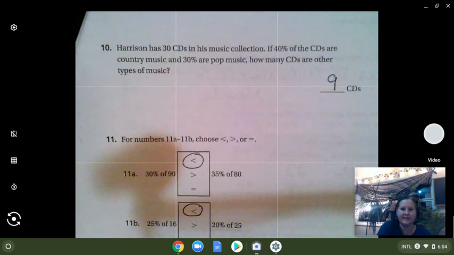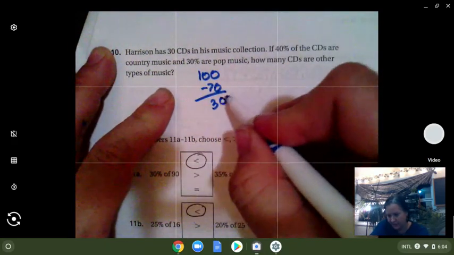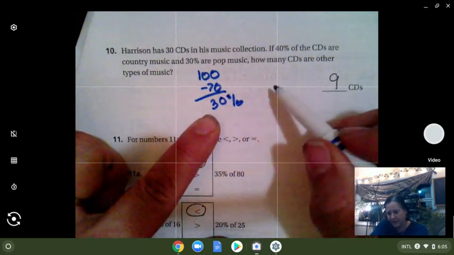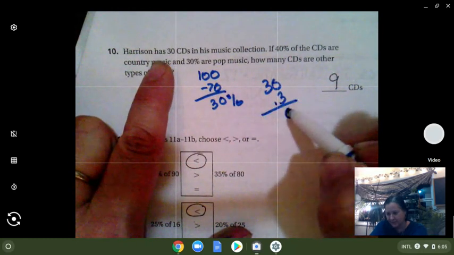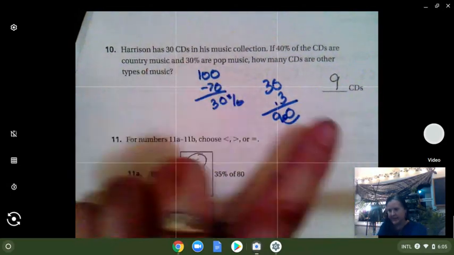All right, Harrison has 30 CDs in his collection. If 40% of the CDs are country, 30% are pop, how many CDs are other types of music? So remember, a whole is always 100%. So 40 plus 30 is 70. So if we do 100% minus 70, that would be 30% is going to be other kinds of CDs. So we're going to do 30% of 30 because there's 30 CDs. So 0.3 times 30, one spot, you get 9 CDs.